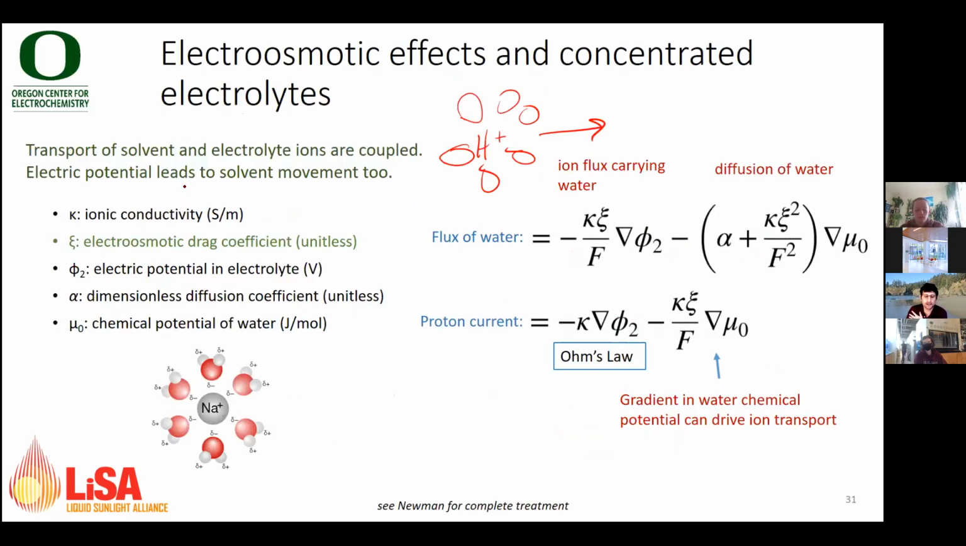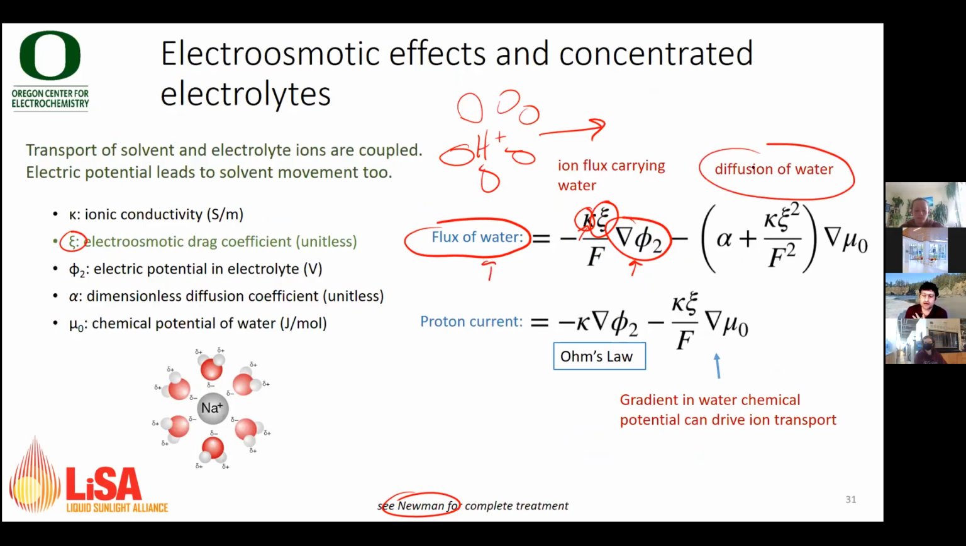I'm not going to go through any of the derivations, but if you look at Newman's book, it's in there. Fuller and Harb has a very simple description of it in their electrochemical engineering book. But basically, you could define the flux of water as essentially two parts. One is related to the driving force that's carrying ions. This is the conductivity for ions. This is the driving force pushing ions. And this is the electroosmotic drag coefficient, so it says how much water each ion carries. So the flux of water will have that, and then we'll also have a diffusional term.